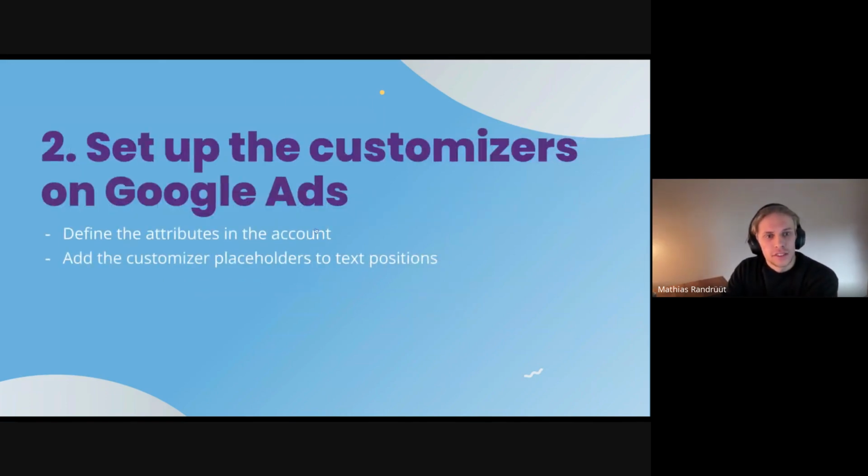Now, in terms of the setup process for the customizers, you should first define the attributes in the account and add the customizer placeholders to the text positions. So firstly, I will now be going into the Google Ads UI. You can follow along and see how we define the attributes inside the account.